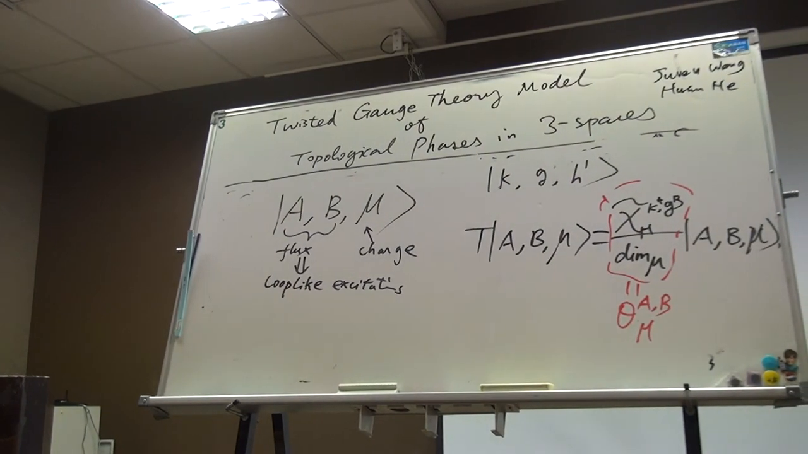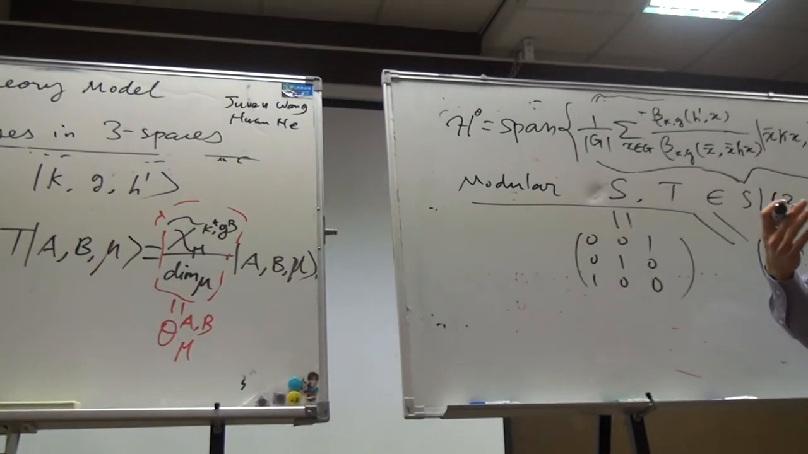So this explains the redundancy of the group cohomology classification.